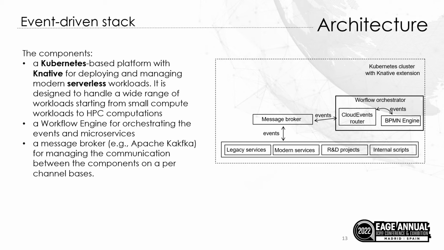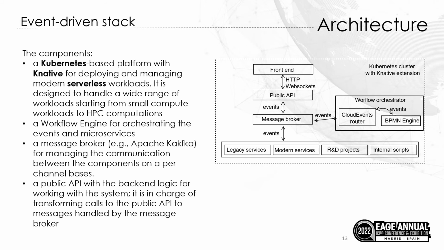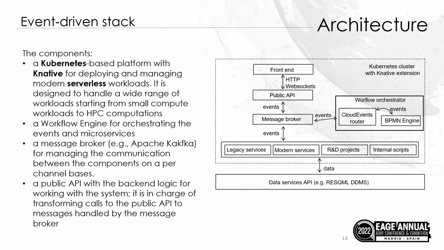The fourth component is a public API with the backend logic for working with the system. It is in charge of transforming calls to the public API into messages handled by the message broker. And finally, the bottom layer consists of a data service API. In our case, it is a RESQML domain data management system.